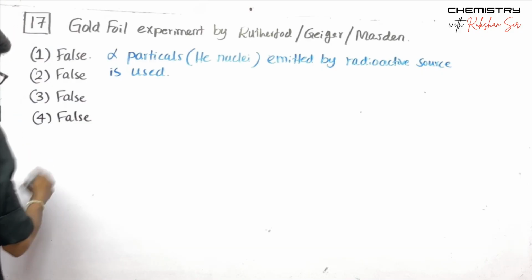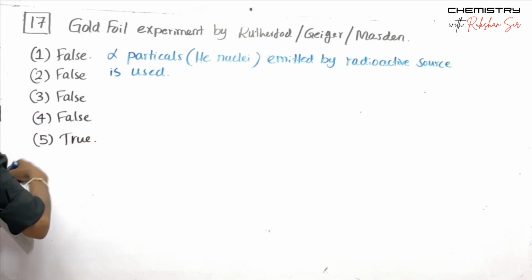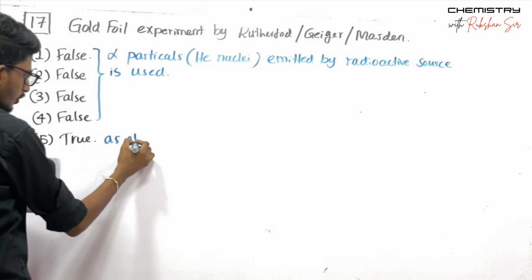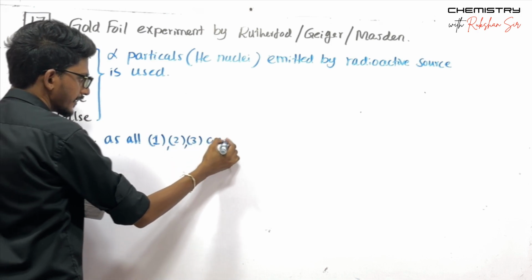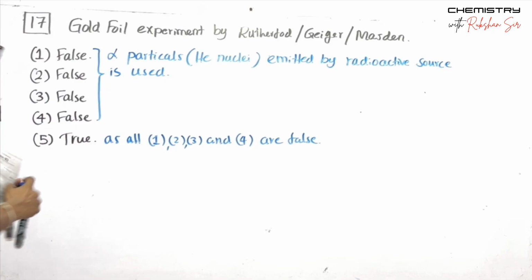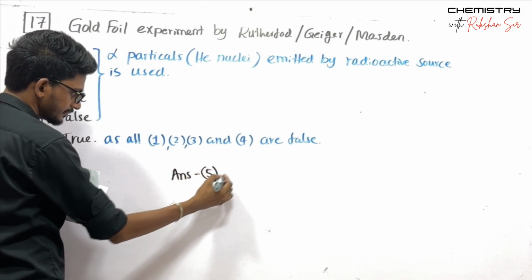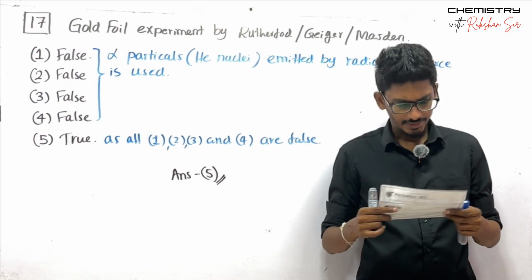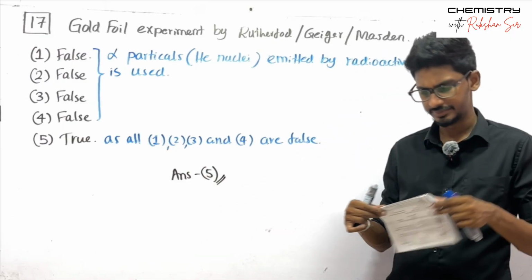So answer is 5, as all of 1, 2, 3 and 4 are false. So answer is answer number 5. Simple stuff, right? Next one. Question number 18.